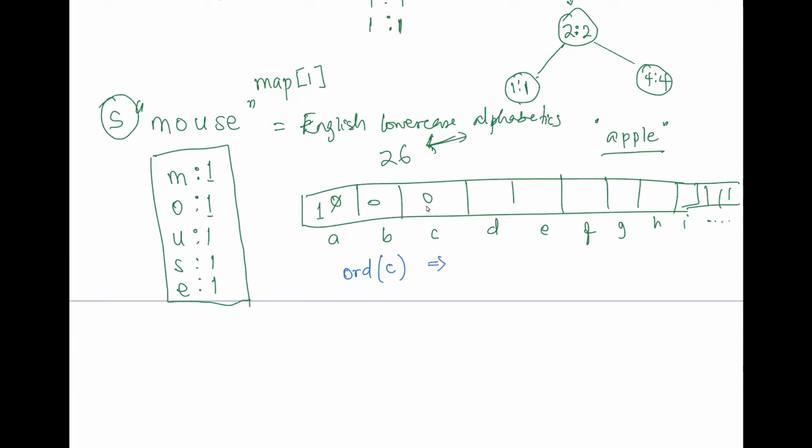So let's assume the character is A. So ord of A, I think it's 97. It's going to give you 97, right? But this is 97. I just want it to be index 0, right? This is index 0, index 1, index 2, index 3. I just want it to be this, right? Sorry, I don't want this.